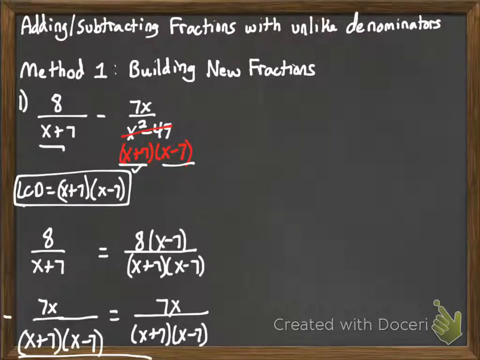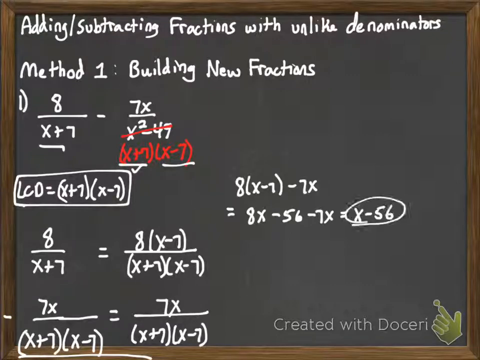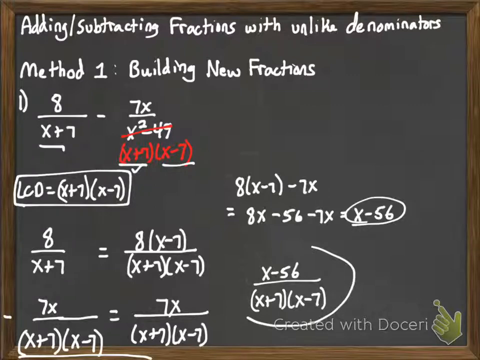We can just say to ourselves, hey, we have our common denominator now, so let's just focus on the numerators because we're going to put those together. And so we go ahead and we do that. So we just take the numerators, 8 times (x minus 7) minus 7x, and we simplify. Right? We distribute, 8x minus 56 minus 7x, and finally, combining like terms, we get x minus 56. We then take that answer and we put it over our common denominator. And so we get the answer x minus 56 over (x plus 7)(x minus 7).